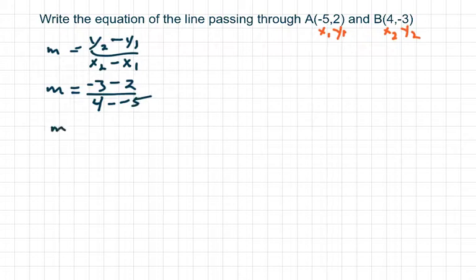Okay, so now we'll simplify this. And this will be the slope of our line. So we've got one of the two things that we need. So I've got -5 over 9. Perfect. So let's make sure we recognize that.